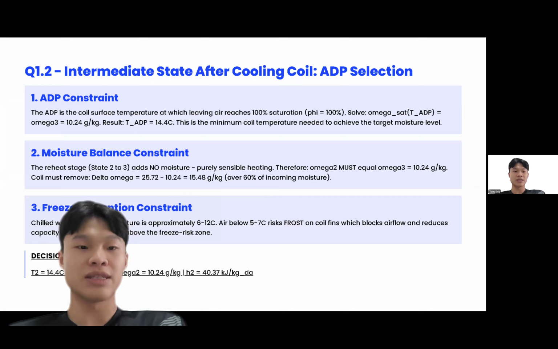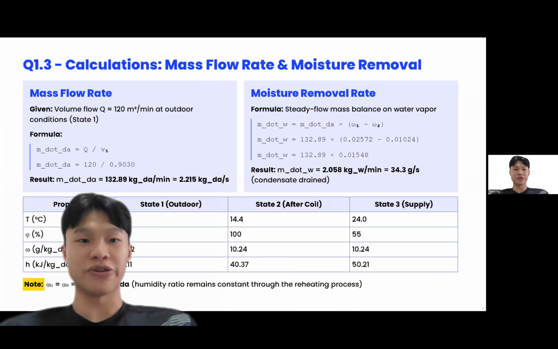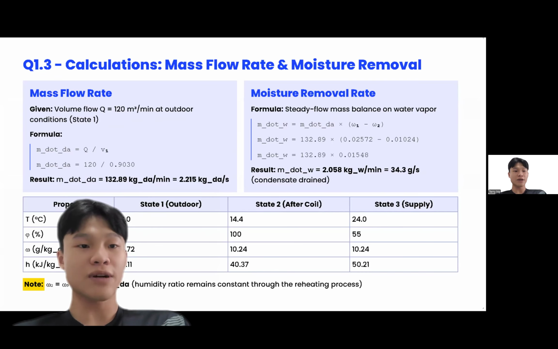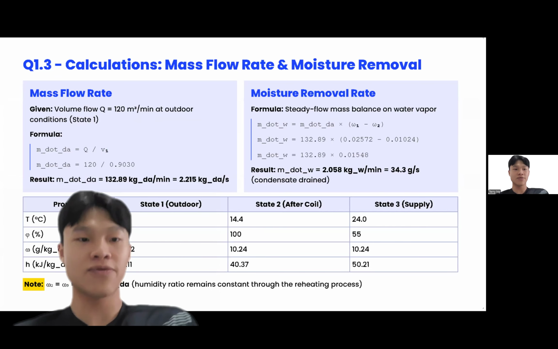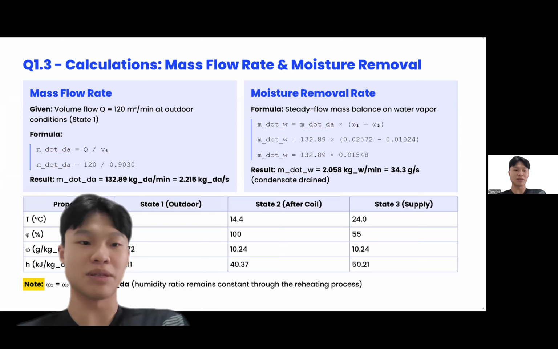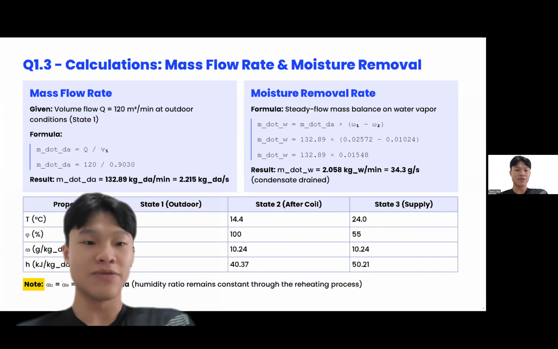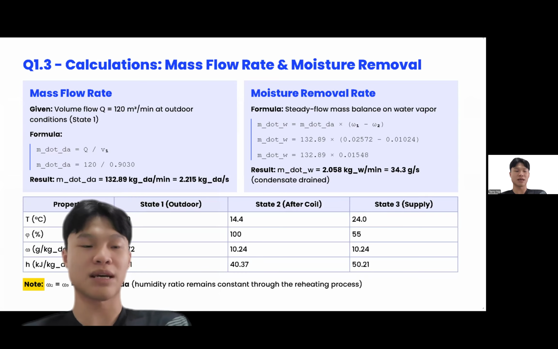Based on all three constraints, the decision is state 2 is T equals 14.4, omega 10.24, and enthalpy 40.37. Mass flow rate and moisture removal rate. Now for the actual calculations. Mass flow rate: the volume is 120 cubic meters per minute at state 1 condition. Dividing by V1 equals 0.9030 gives 132.89 kg per minute or 2.21 kg per second.